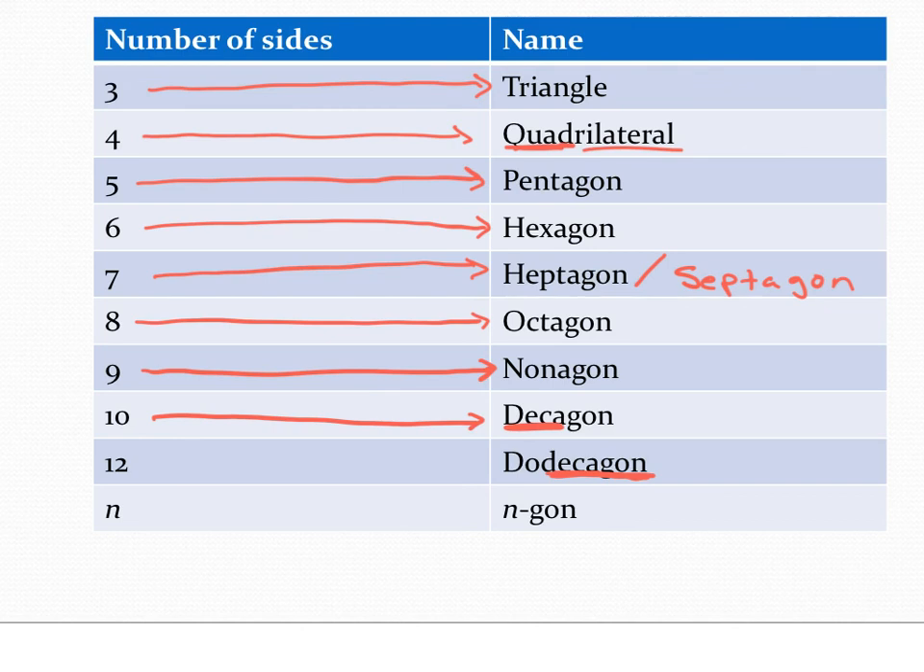Understand that n is a variable there. It just means whatever number we're talking about. So if I'm talking about a 34-sided figure, I would call it a 34-gon. Above 12, you're going to see me do a lot of these, like a 20-gon. What that means is just a 20-sided figure, because I'm only asking you to get 3 through 12.